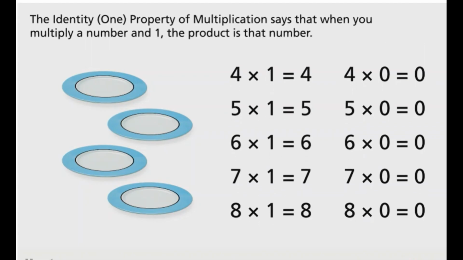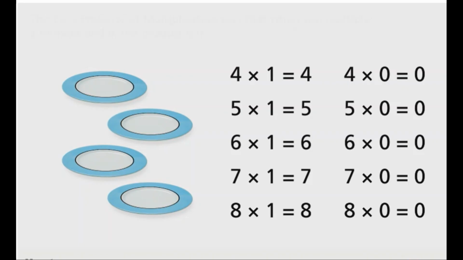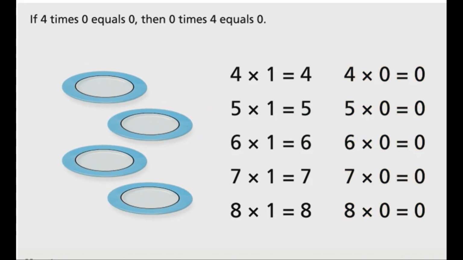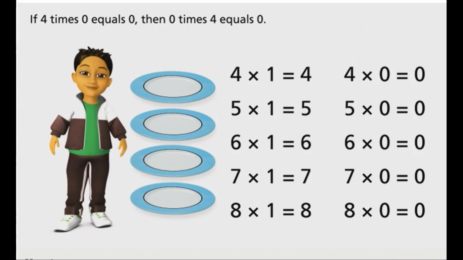The identity, 1, property of multiplication says that when you multiply a number and 1, the product is that number. The 0 property of multiplication says that when you multiply a number and 0, the product is 0. If 4 times 0 equals 0, then 0 times 4 equals 0.